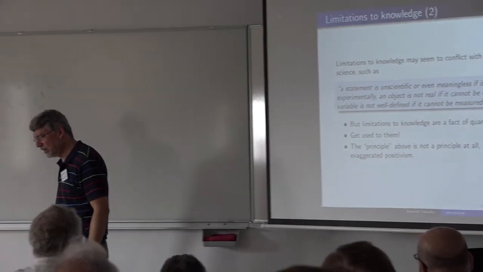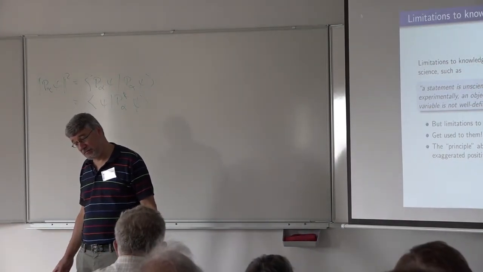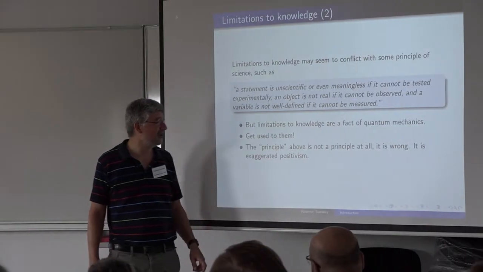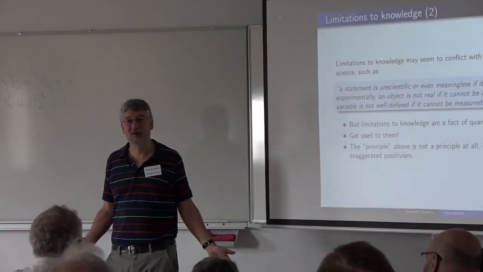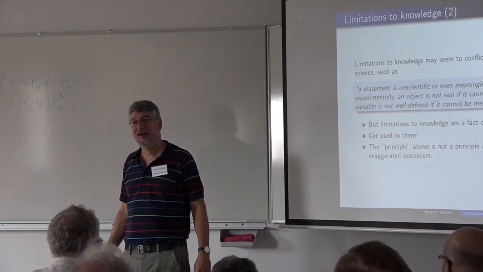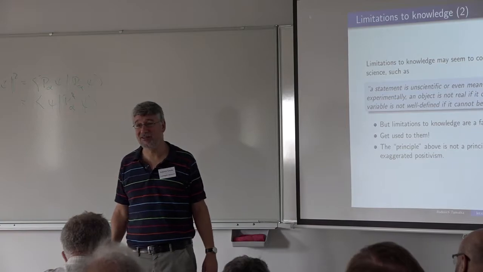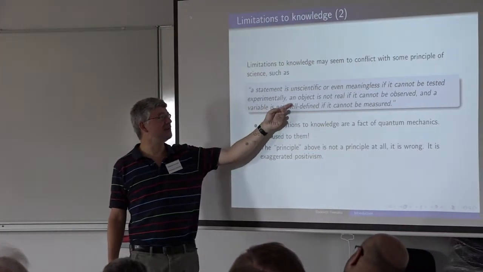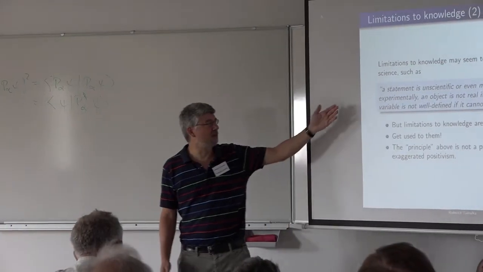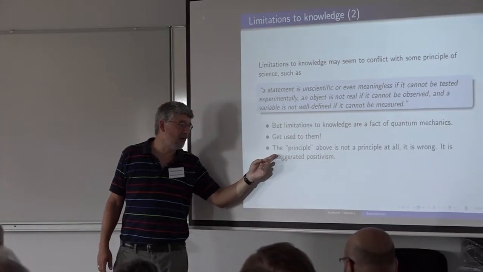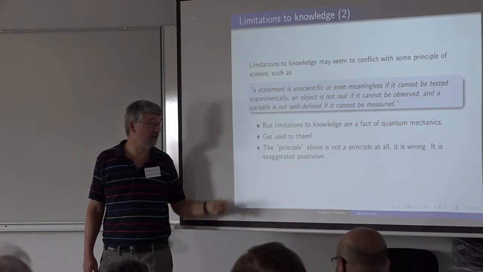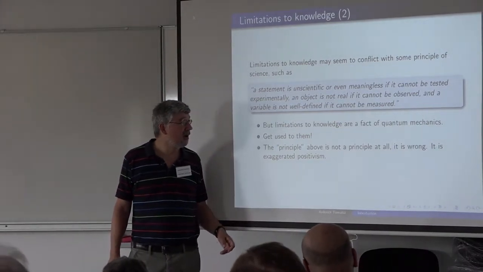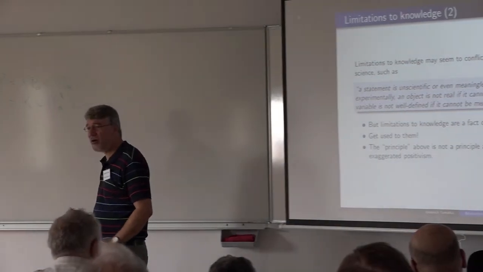So now let me say this is one of the things that we need to get used to. Limitations to knowledge are actually a fact of quantum mechanics. So the example that I just gave you just proves the existence of limitations to knowledge. So maybe we need to revise our feeling that this is how science should proceed, that this is one of the principles of science. And so I would say this principle that I formulated here is actually not a principle at all. It's wrong. I've just disproved it, and this is kind of an exaggerated form of positivism.